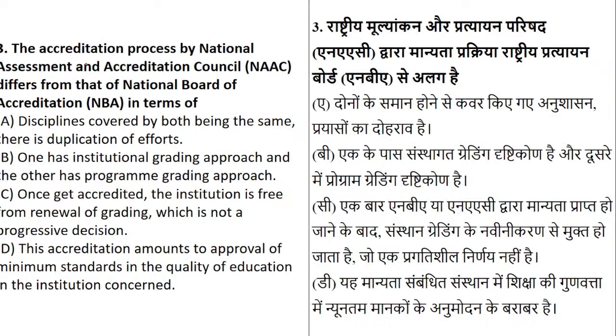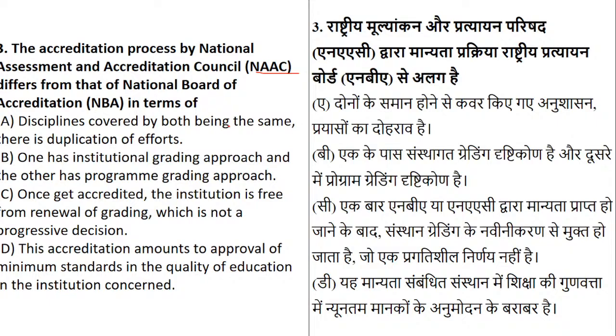Now next question, that is question number 3. It is on accreditation. So question number 3 talks about the accreditation process by NAAC, that is National Assessment and Accreditation Council. You should know this full form. Now I've written it over here, but you should know this very well. It differs from that of the National Board of Accreditation, that is NBA. So we have two major accreditation bodies, one is NAAC and one is NBA. So how does NAAC differ from NBA?